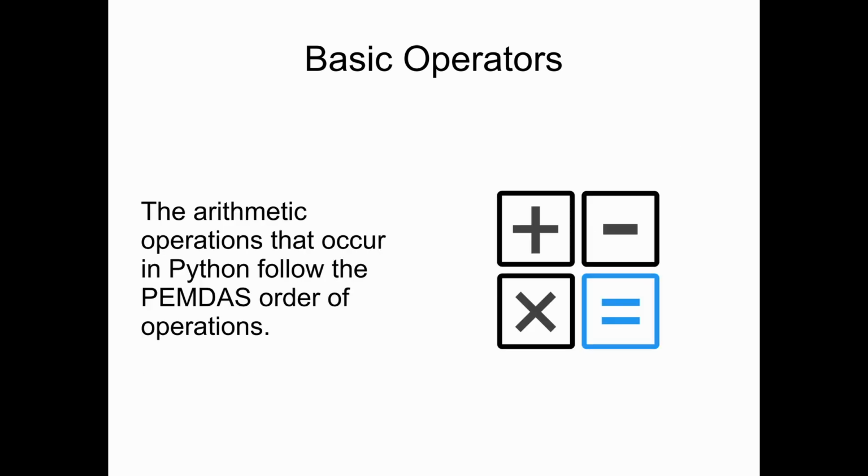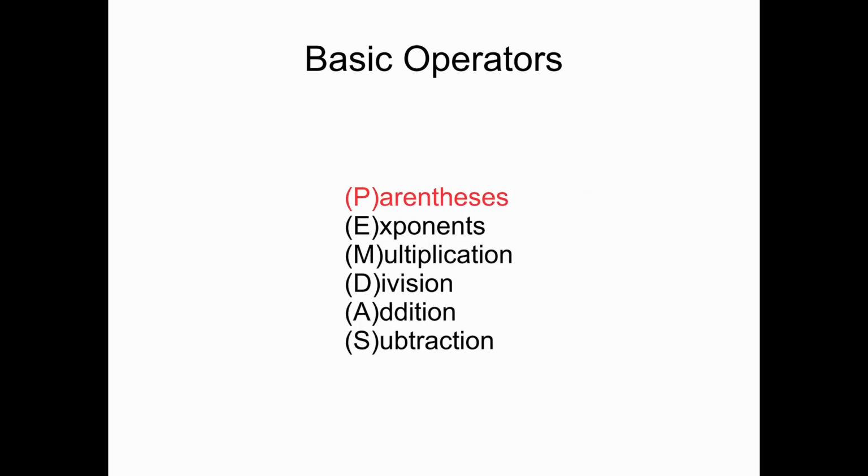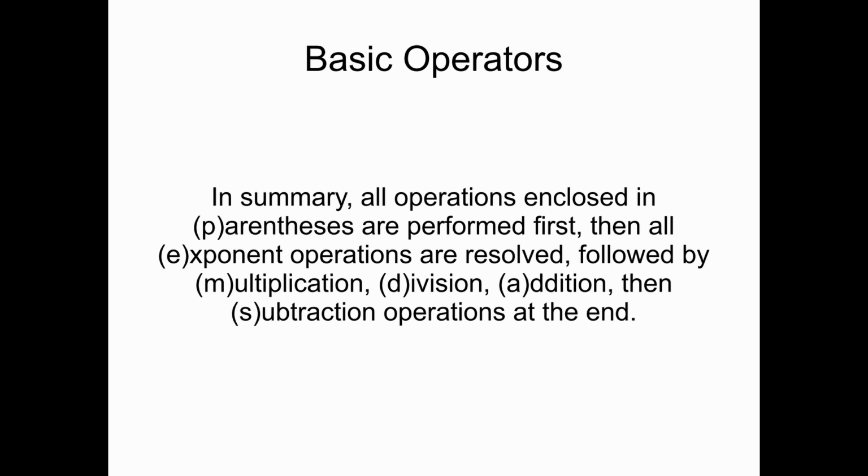The arithmetic operations that occur in Python follow the PEMDAS order of operations: parentheses, exponents, multiplication, division, addition, subtraction. In summary, all operations enclosed in parentheses are performed first. Then all exponent operations are resolved, followed by multiplication, division, addition, then subtraction operations at the end.